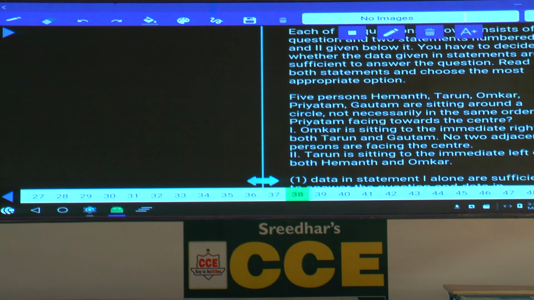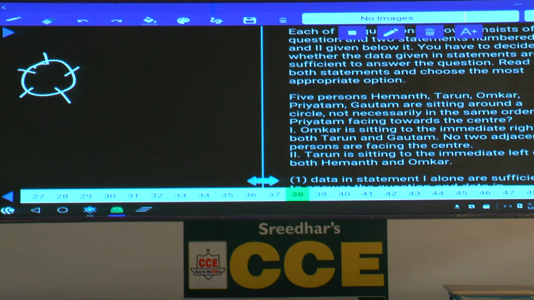Then question number 38. 5 persons H, T, O, P and G are seated around a circle. Tell me who are those 5 persons? H, T, O, P, G are seated around a circular table, not necessarily in that order. Is Preetham facing towards the center? Now the question is about whether Preetham is facing the center or not. Whenever the question is of the yes and no type, we should definitely say whether Preetham is facing the center or Preetham is not facing the center. Both these two will be your answers.